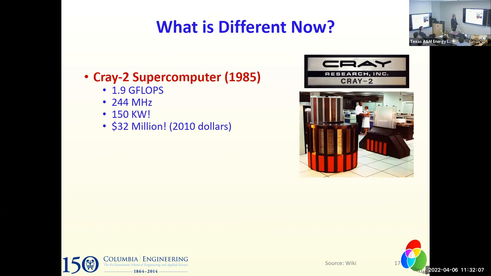So why am I so excited about AI now? So in 85, when I got started at Columbia as an assistant professor, the biggest, baddest computer we all wanted to get our hands on was this beast called Cray 2. It was a supercomputer.